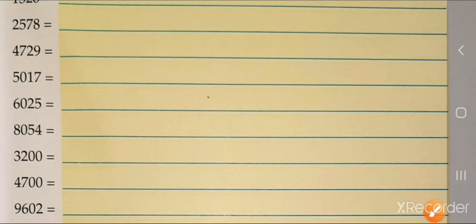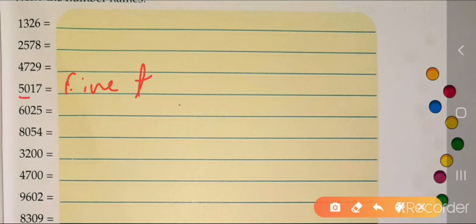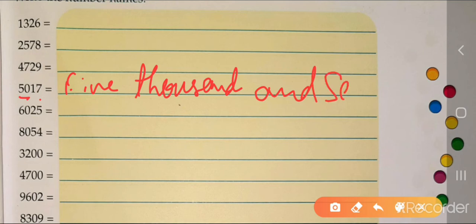Like this only you have to do the next one. How will you do it? You will find the place value of the thousands place. Okay, so what is on the thousands place? 5. So write 5,000, and there is nothing on the hundreds place, so you will not write the number name of 0. So again we will skip this digit and write 5,017.